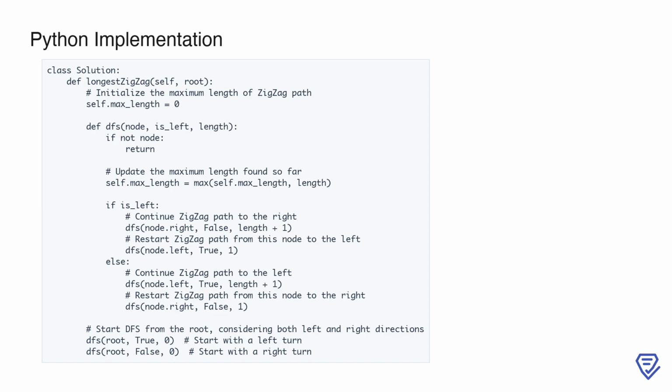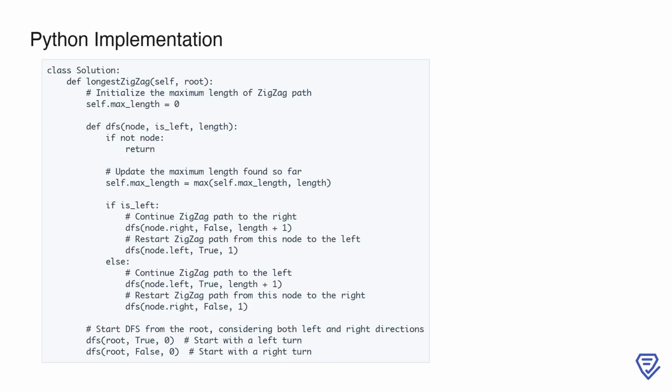Here, we define the longest zigzag function inside the solution class, which will calculate the length of the longest zigzag path in a binary tree. First, we initialize a class variable self.max_length to 0. This will keep track of the maximum zigzag path length we encounter during the traversal.